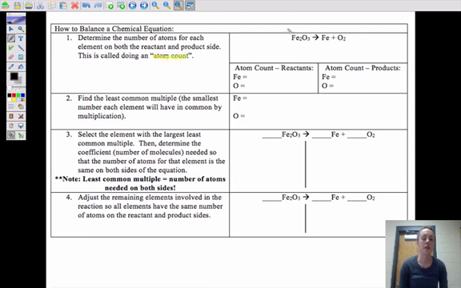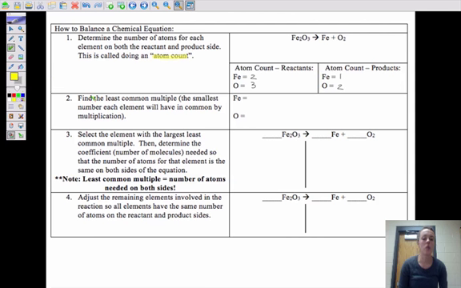So if I look at my reactant side, I see that I have 2 irons and 3 oxygens. So that's what I start with. But it looks as if I end with 1 iron and 2 oxygens. That's my initial atom count for the product side. Now obviously these are not the same numbers, so this equation is not balanced.